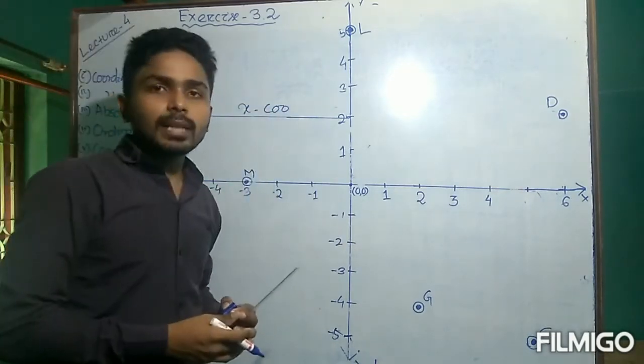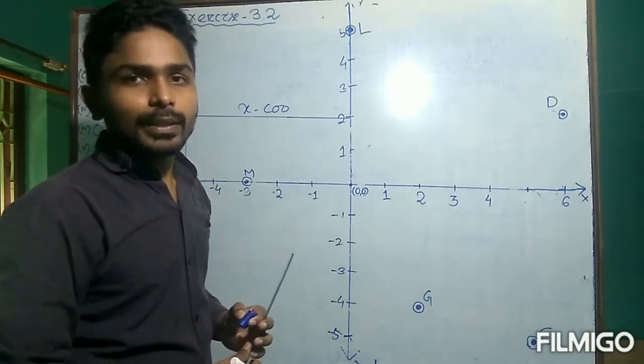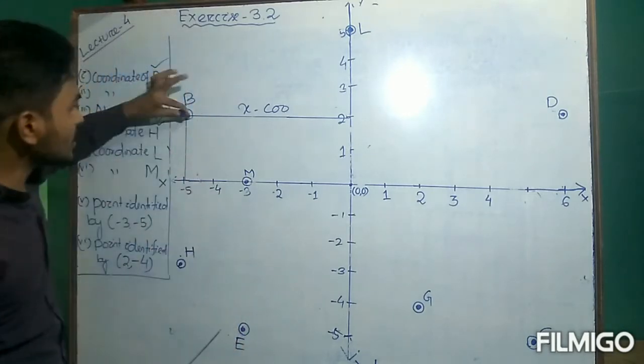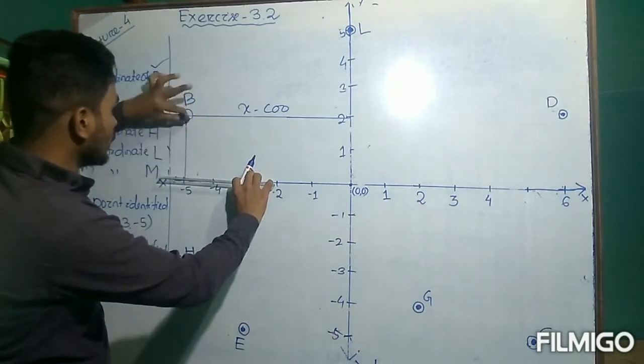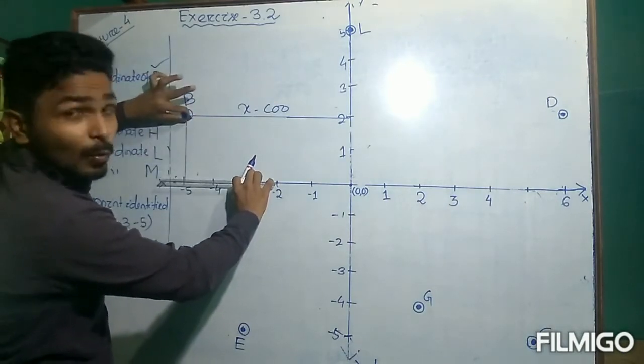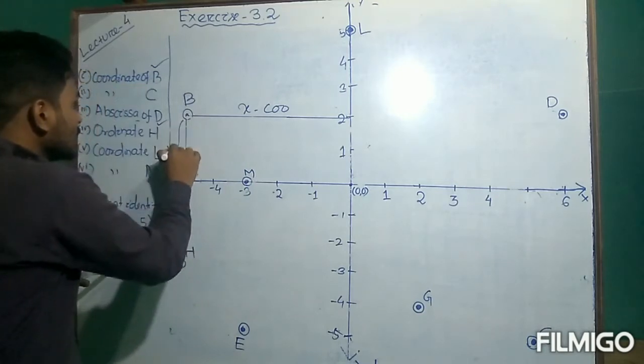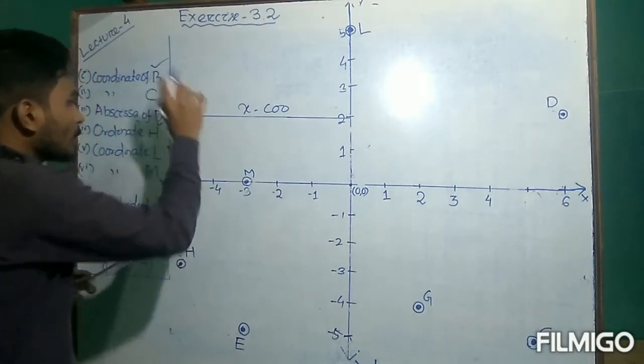Similarly, the perpendicular distance from the x axis to the point is the y coordinate. If this is your point and this is your x axis, then this distance is your y coordinate.